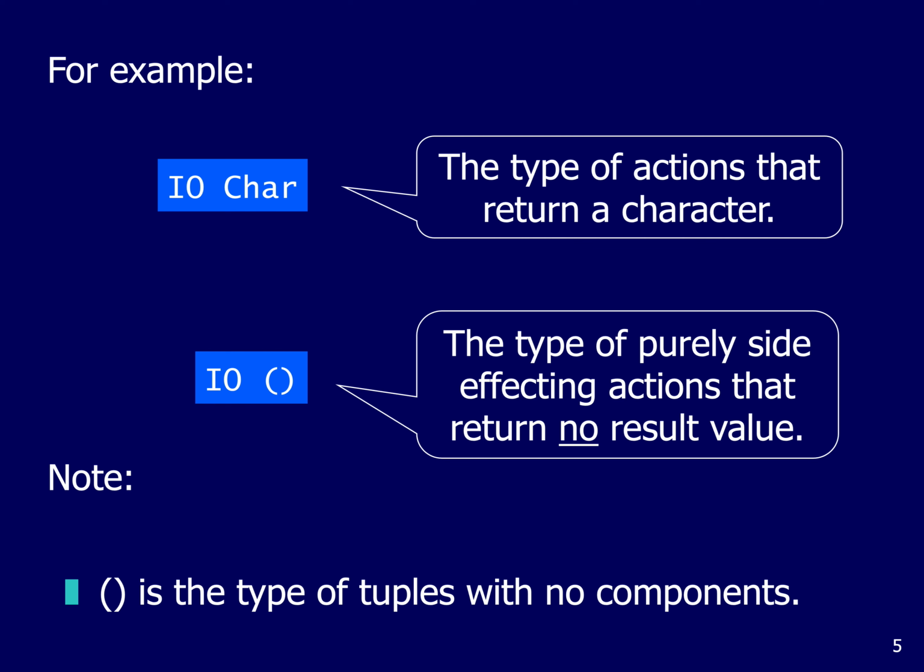So a function of type int to bool is a pure mathematical function. It just takes an input, processes it, and gives an output. Whereas a function of type int to IO of bool could also, if it wishes, interact with the outside world while it is running.